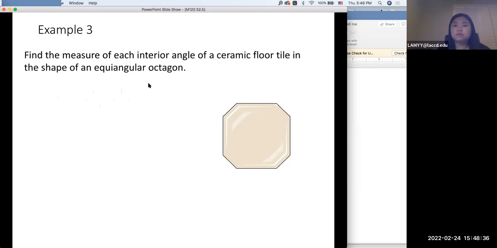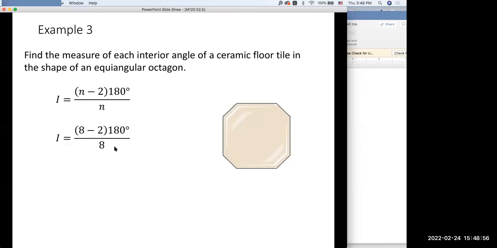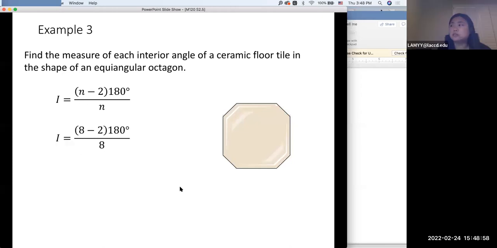This one, we want to find the measure of each interior angle. We want to know this angle, and this is going to be the regular octagon. So what is your n equal to? How many sides do you have? 8 sides. Good. So you put in n equal to 8. So you have 6 times 180 divided by 8.